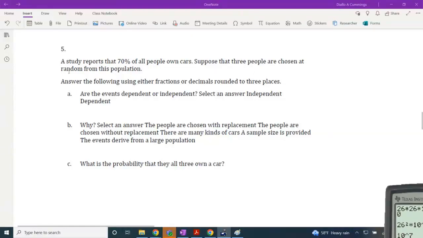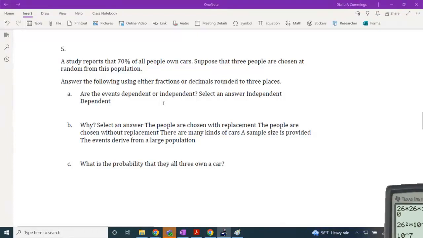Suppose that 3 people are chosen at random from this population. Answer the following questions either using a fraction or a decimal rounded to 3 places. Are the events dependent or independent? What they mean by that is you have a population of people, let's say everybody in the United States, and you choose 3 people at random. I don't necessarily think you're going to take 3 people in a close vicinity or anything like that. Are those 3 people that you choose dependent or independent?